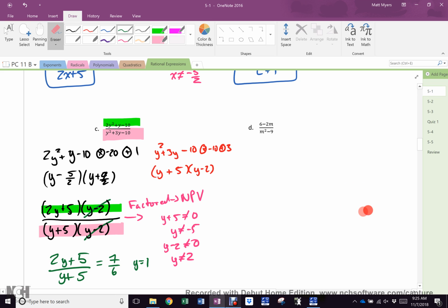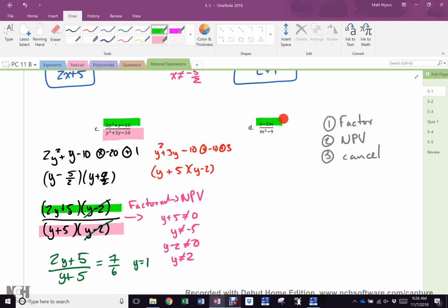Okay, you guys do the next one. Remember, just to help you out, 1 factor, 2 NPVs, 3 cancels. What's wrong with the green one that we don't like? I don't like the order it's written in, yes?